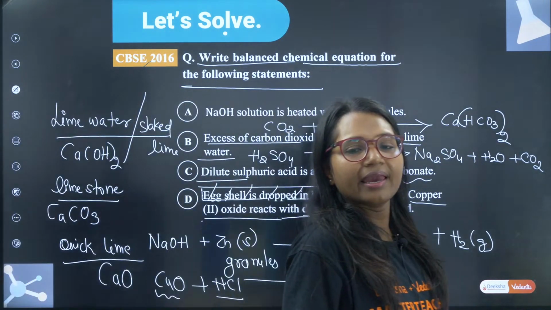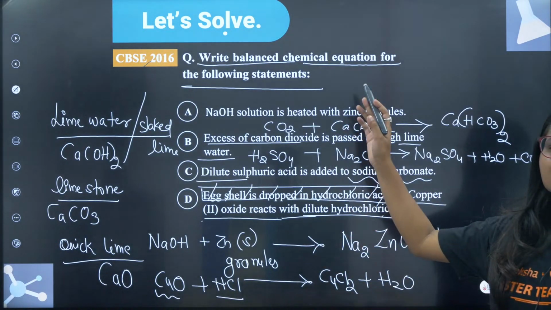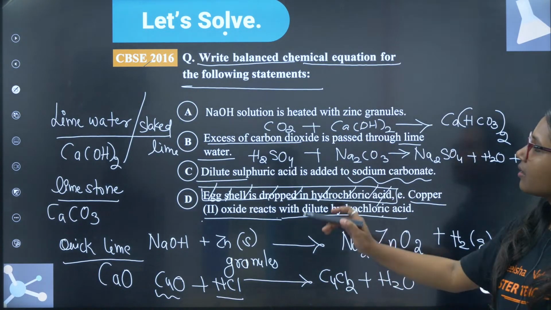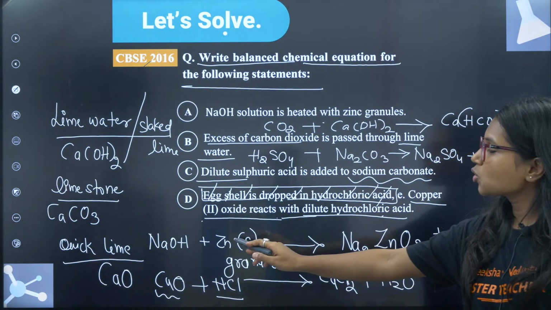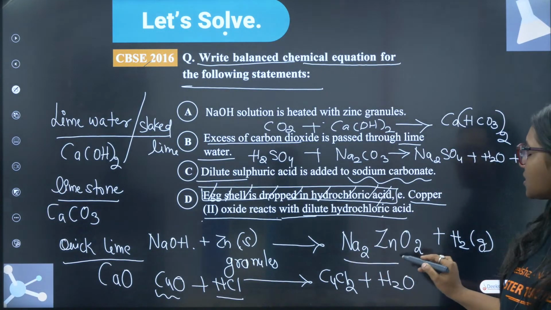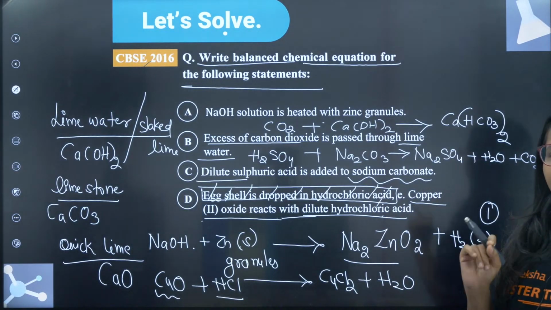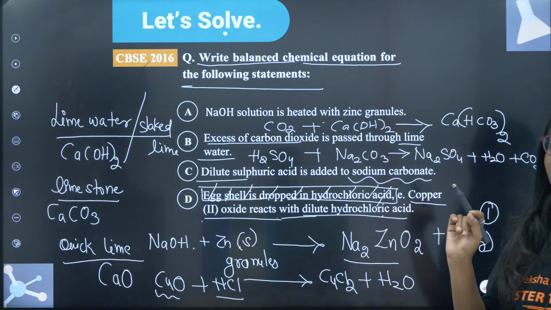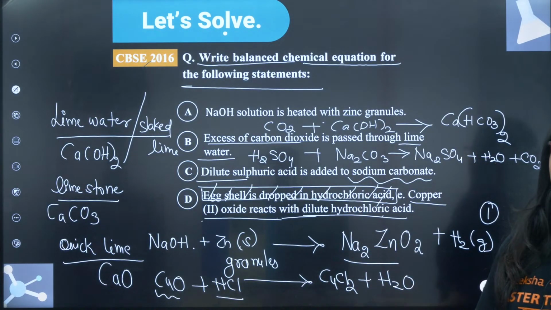Just have a look here and tell me if you guys have any doubt in any reaction. See, NaOH heated with zinc granules. So, sodium plus NaOH, you are going to get sodium. This is the first equation. Whenever I am teaching you these chemical reactions, just by listening, it is not going to help you. Write down this.